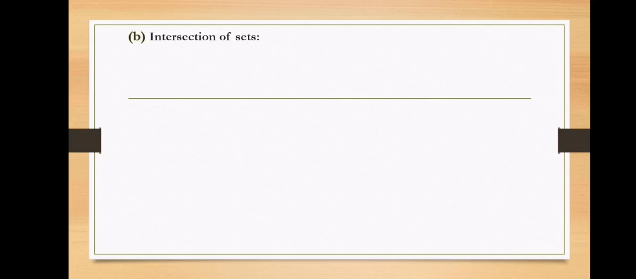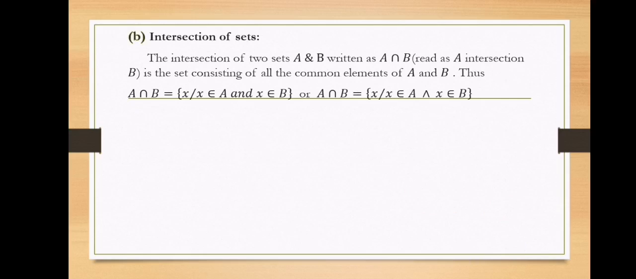Now, intersection of sets. The intersection of two sets A and B, written as A intersection B, is the set consisting of all the common elements of A and B. In A intersection B, we write the elements from A and B which are common in both the sets. And we write them symbolically as x such that x belongs to A and x belongs to B. And in symbols, we write A intersection B is equal to x such that x belongs to A, and then this particular symbol is used for AND.